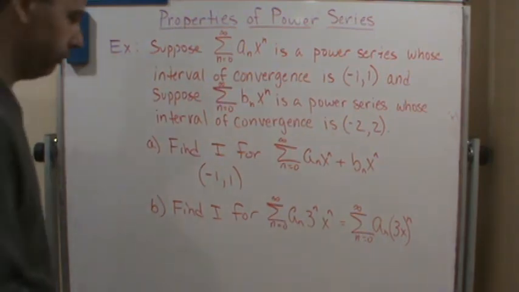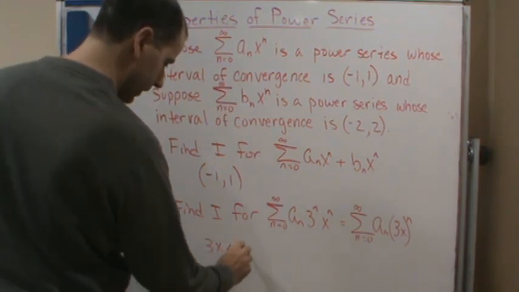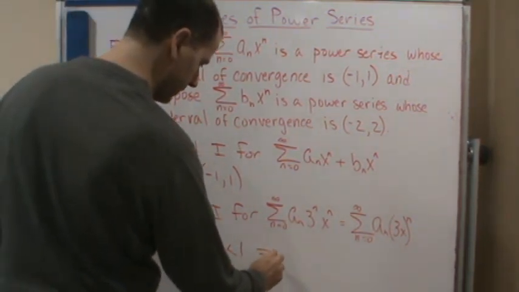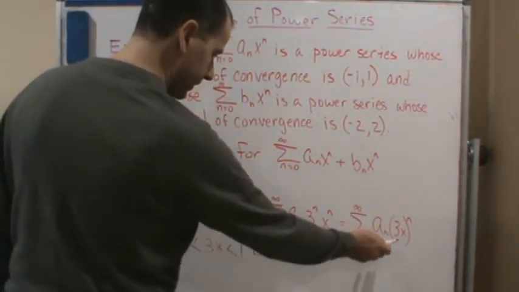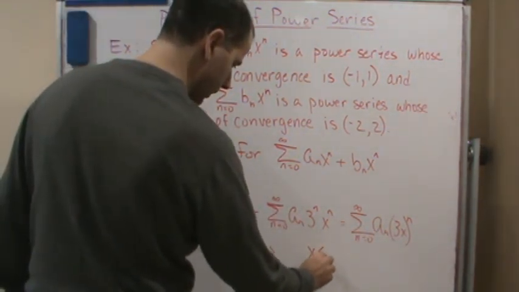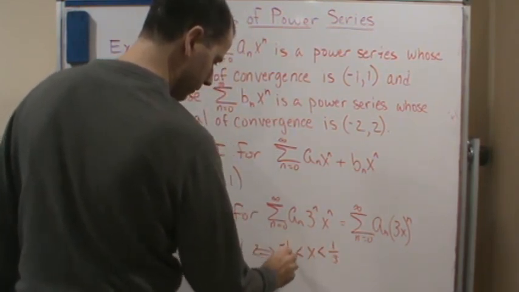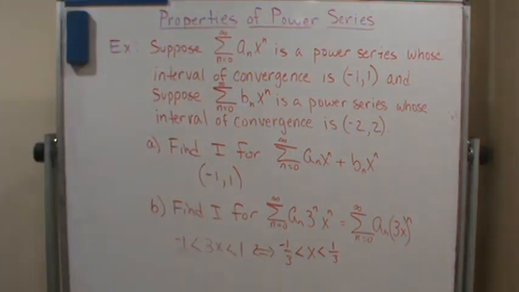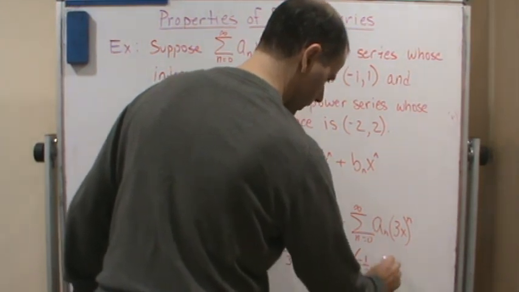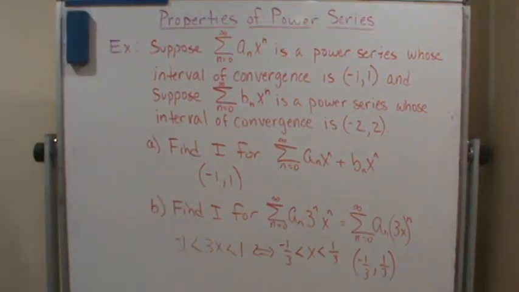which then, if you solve, means that 3x is less than 1 and greater than -1. Which then tells us that this power series converges if x is less than 1/3 and greater than -1/3. And so the interval of convergence is -1/3 to 1/3. And that's it.